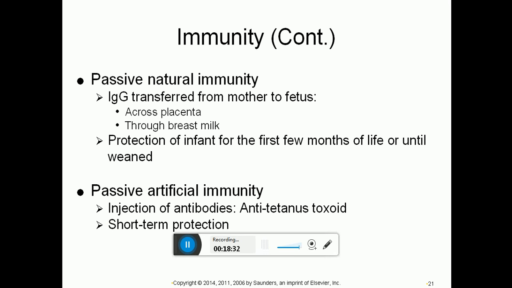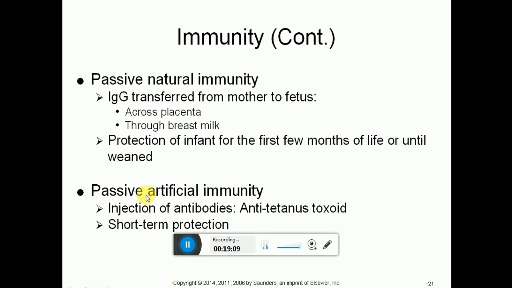Passive immunity is where my immune system was passive and did nothing, and I was given the antibodies pre-made. If those pre-made antibodies came from nature, so they were made, say, in my mom's body, and either crossed the placenta or I got them through breast milk, and those are IgGs, that would be passive natural immunity. That's why it's extremely important, especially for the first few days of breastfeeding, to get that experience, because these IgGs will remain for life.